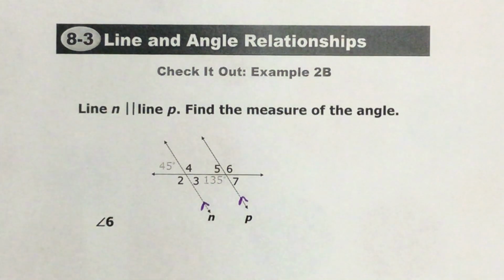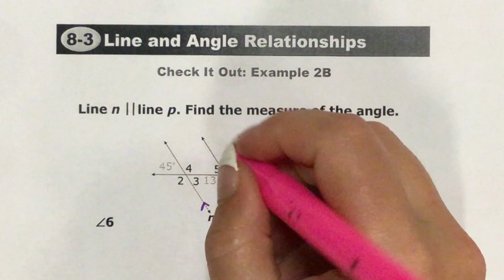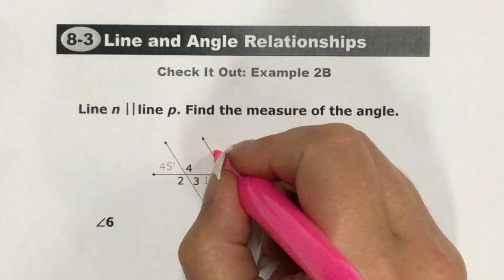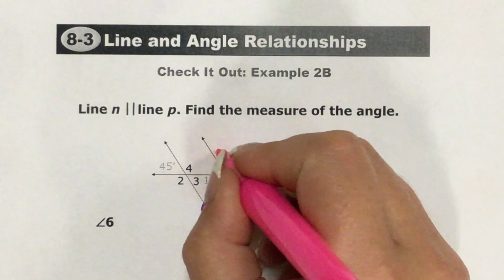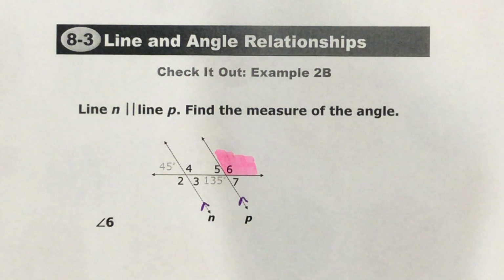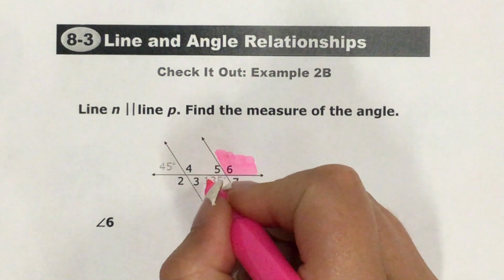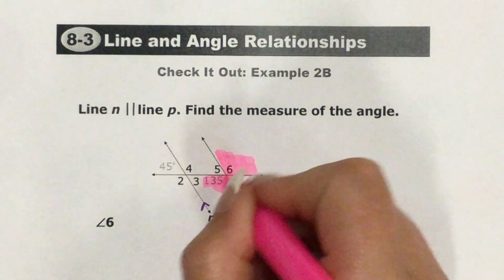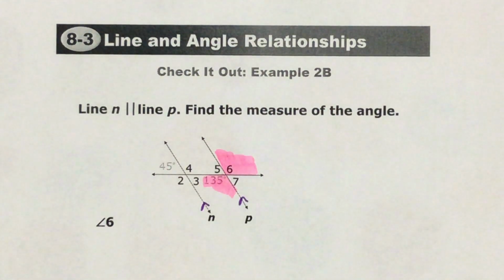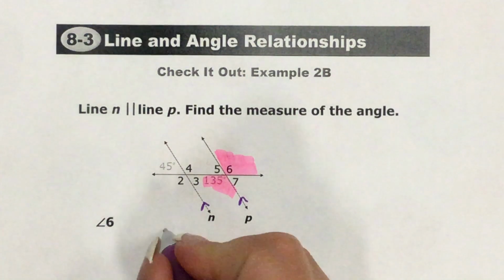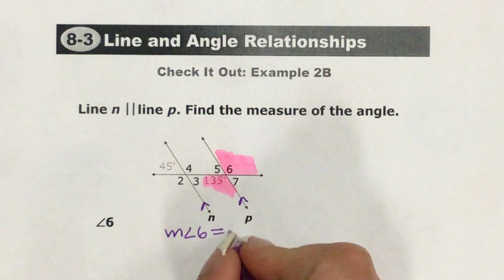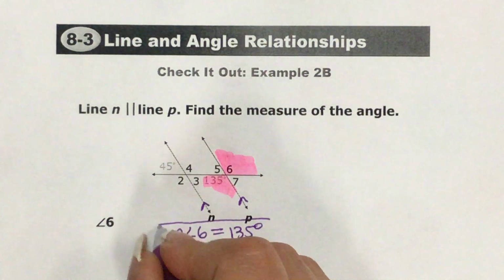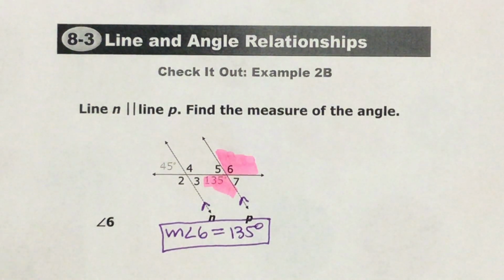Okay, we're looking at angle 6. Angle 6 is right here. We're trying to determine the measure of angle 6. Do you see anything? Do you see it? Directly across from angle 6 is 135 degrees. These are opposite angles, which means they're vertical angles, which means they're congruent because of vertical angles. So that means that the measure of angle 6 is equal to 135 degrees. All right, on to the last one.